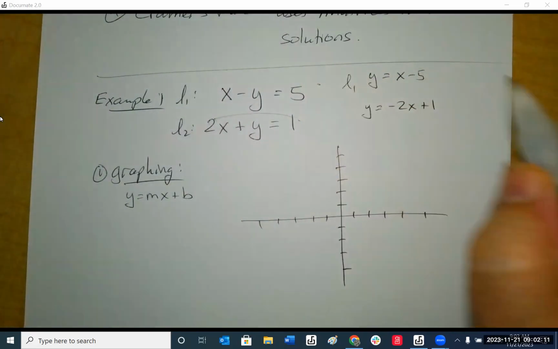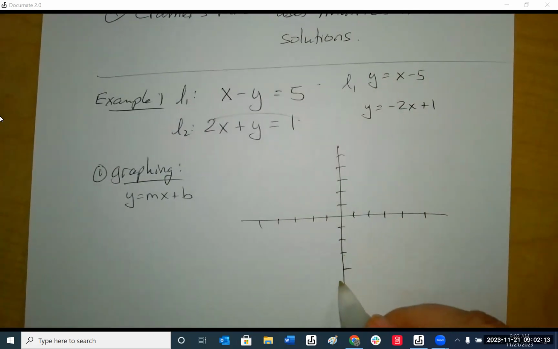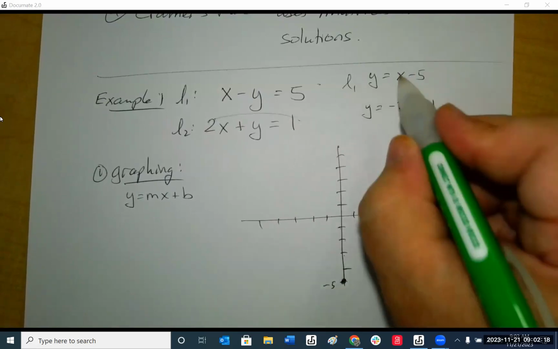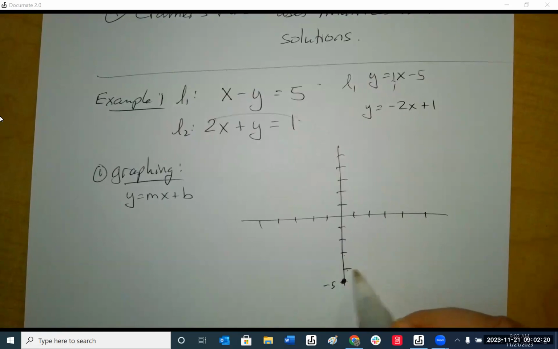So line 1, we have it at 1, 2, 3, 4. At -5, we have the y-intercept. And the slope is 1 over 1. So up 1 over 1. Connect the dots.